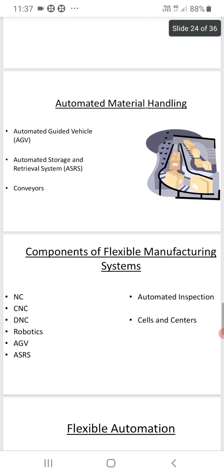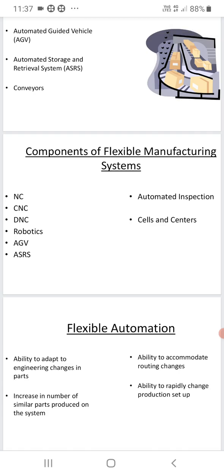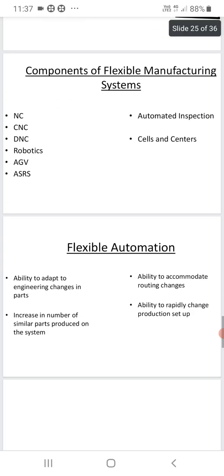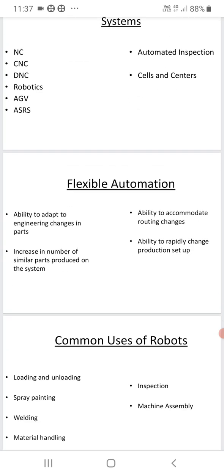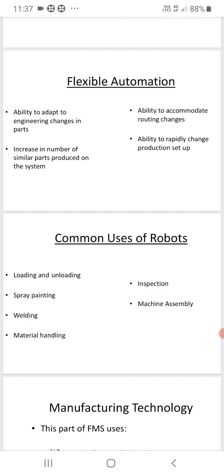And NC, CNC, DNC part programming also comes in the flexible manufacturing system. Similar to flexible manufacturing, flexible automations are there. Common use of robots is for loading and unloading, spray painting, welding, material handling, inspection and assembly.